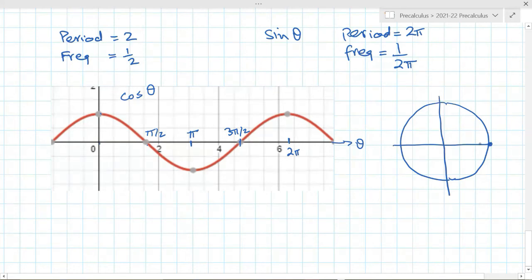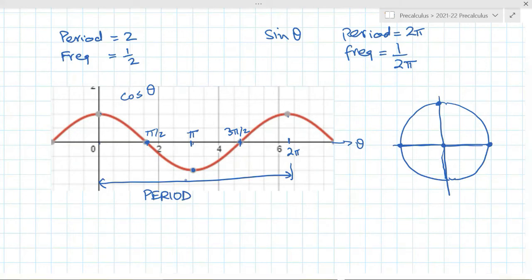So when theta is 0, it is 1, right? When it is pi over 2, then x coordinate is 0, right? When it is pi, x coordinate is -1. When it is 3 pi over 2, x coordinate is 0 again. When it is 2 pi, x coordinate is 1. So this is one period of the cosine function. It is also 2 pi, because 2 pi means you went around the circle once, correct?